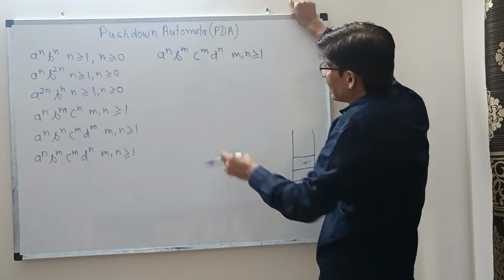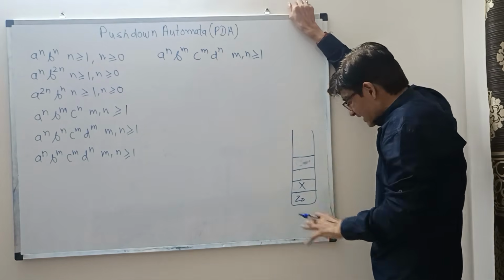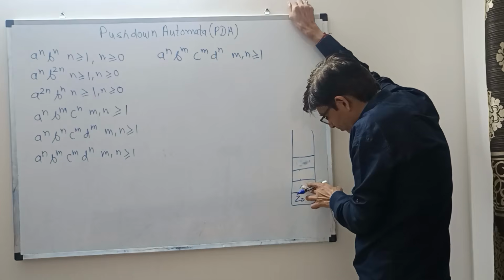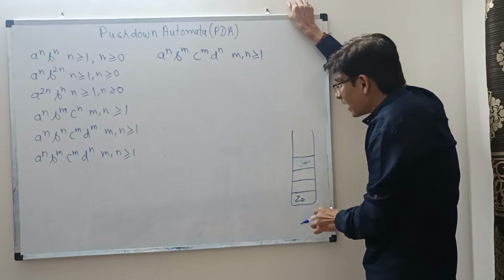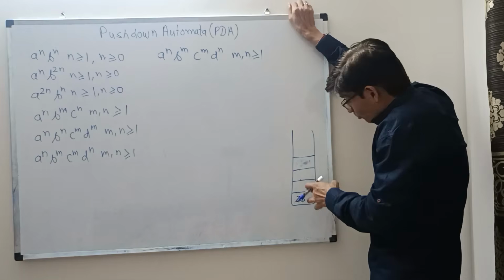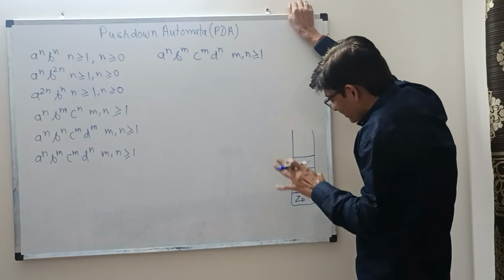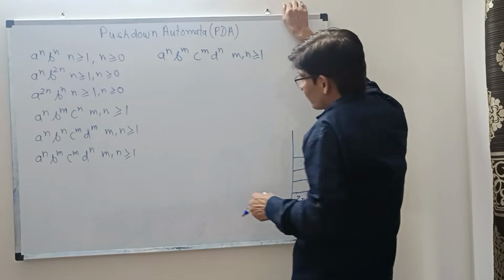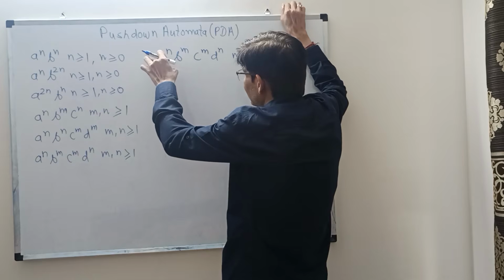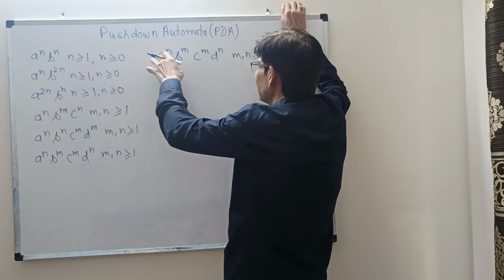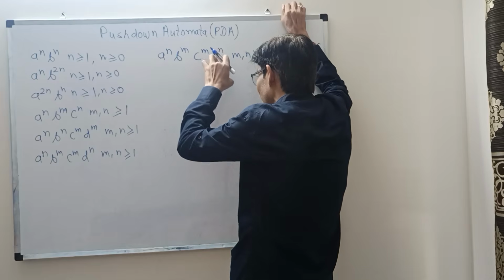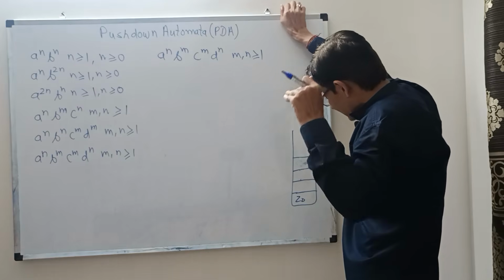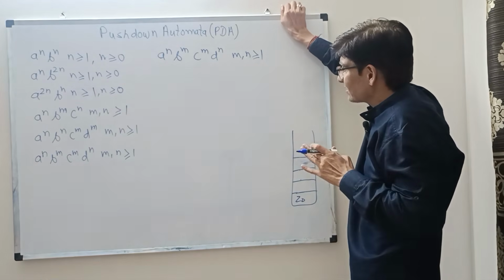And when we are reading a d, then the stack top must be x, and if it is x, then we will pop this x from the stack. So after reading the complete string, both x and y must be removed and z0 must be on the top of the stack. If we have the same number of a as d, then we will not have any x left in the stack.